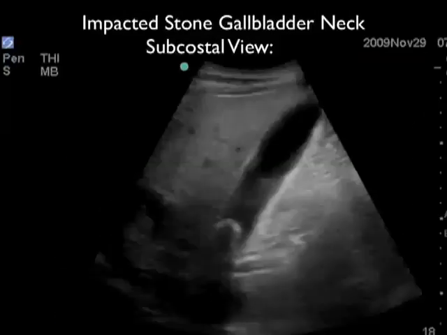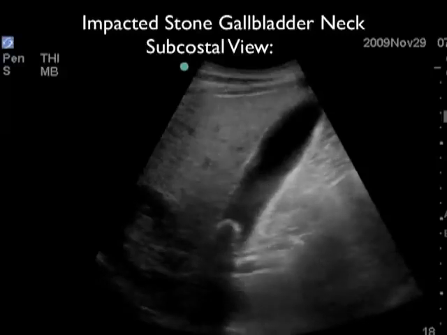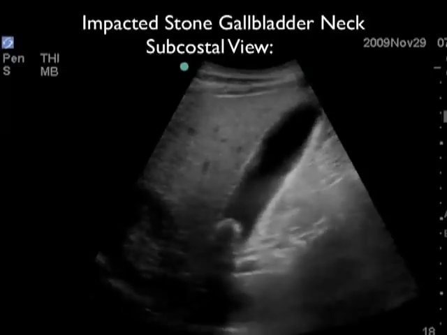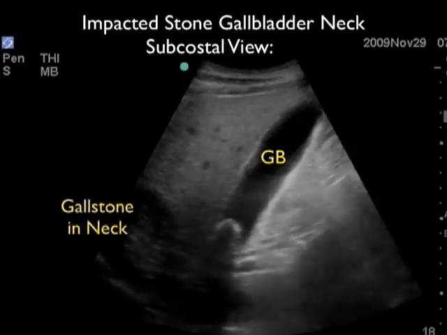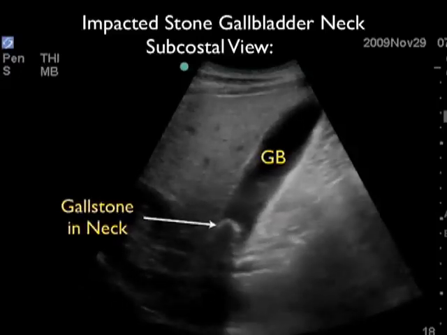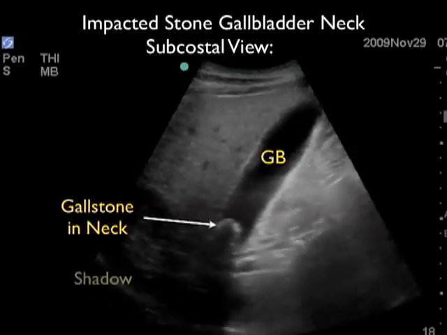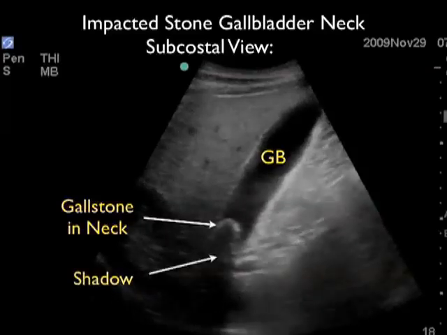As we mentioned in Module 1, it's always important to look at the gallbladder in two orientations. Here we've moved the patient into the left lateral decubitus position, and we're looking from the subcostal plane. Again, we see the gallbladder stretched out inferior to the liver, and within the neck of the gallbladder we see the hyperechoic bright gallstone, and notice also the posterior acoustic shadow.